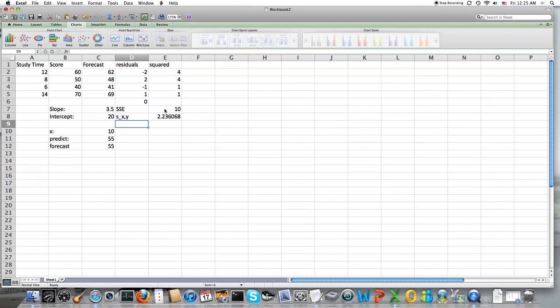Another estimate that tells us how confident we can be in our predictions is what's called the correlation, and that's always written R. So R equals CORREL, which is Excel's abbreviation for correlation.